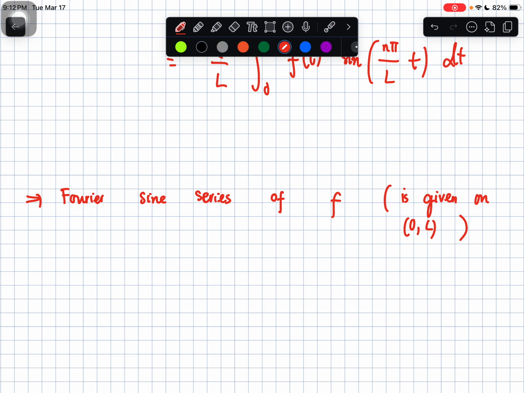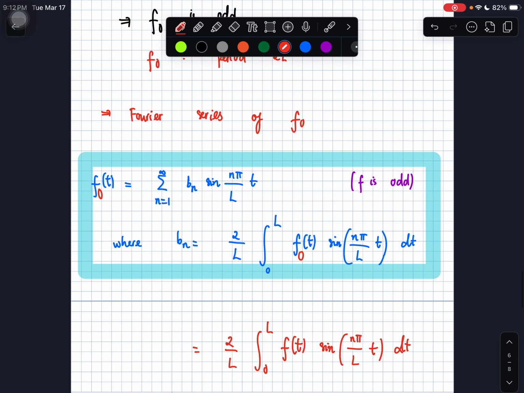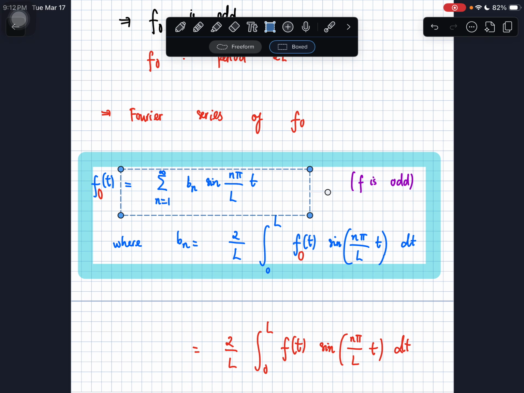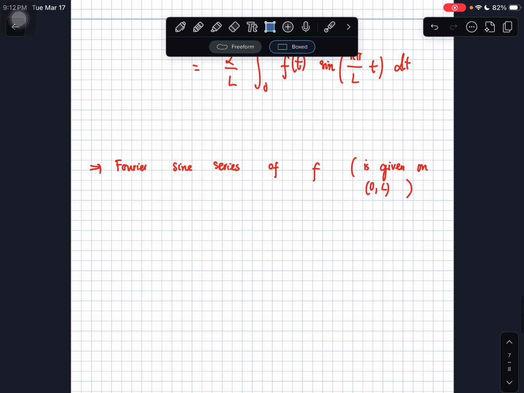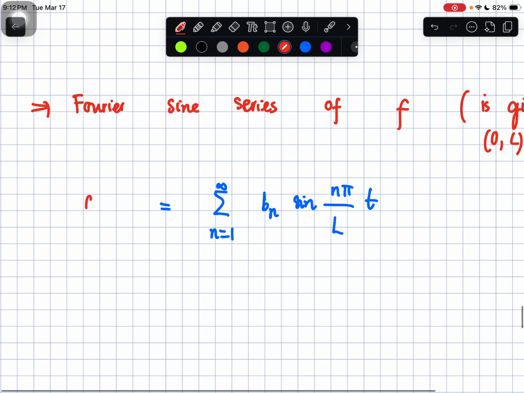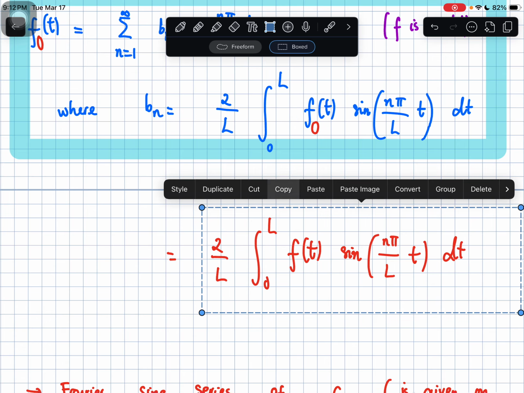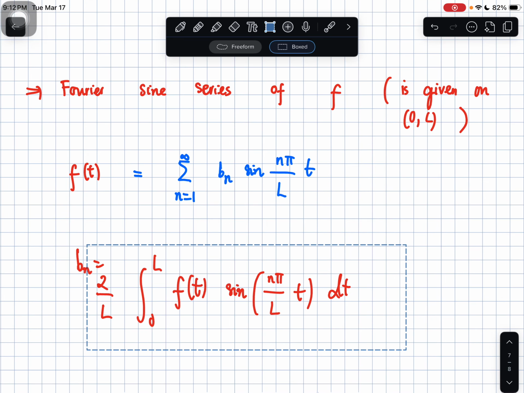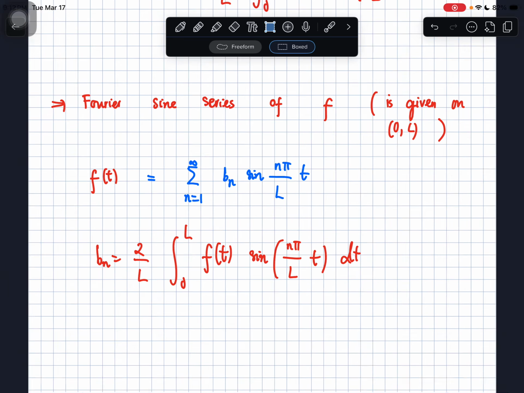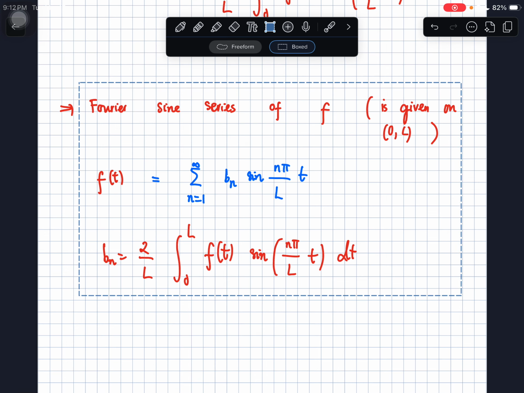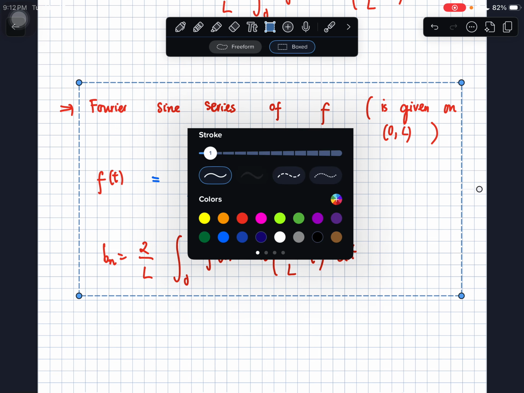The Fourier sine series of f is this one. f of t is equal to this sum, where b n is given by this integral. So here is the definition of the Fourier sine series.